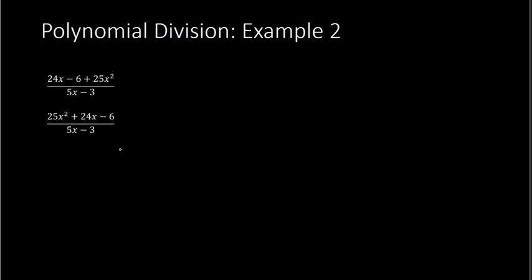So this is my division problem. And I can set this up as a long division problem by writing it out like this. And then I can begin my steps. So step 1 is to determine how many times 5x goes into 25x squared, or what times 5x gives me 25x squared. Well, 5 times 5 is 25, and an x times x would be x squared. So if I take 5x, multiply it by another 5x, that gives me 25x squared.